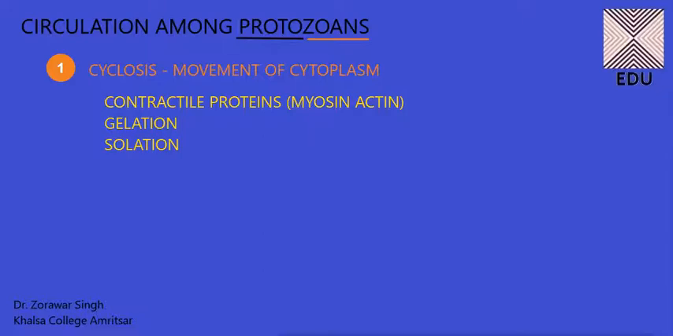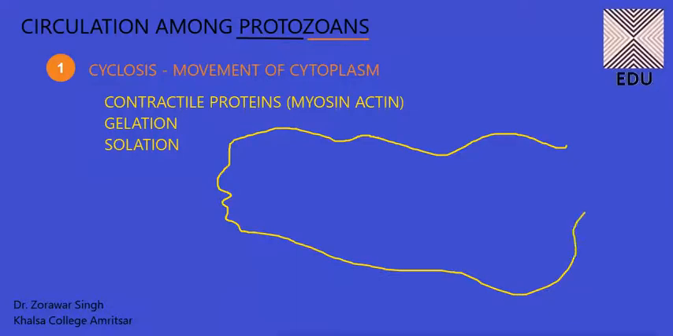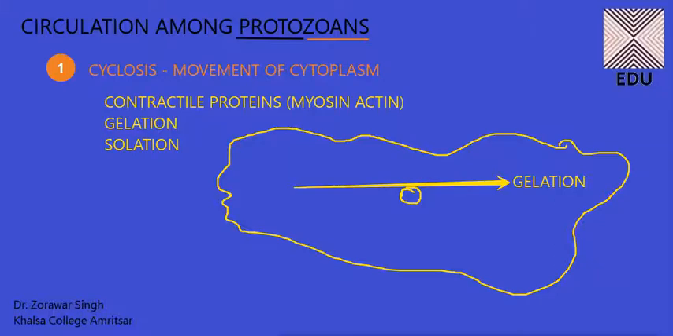So gel will be converted into sol, that will be solation, and sol will be converted into gel, that will be gelation. Now suppose we are taking one amoeba, and this is the nucleus. Now if this is the direction of the movement, if it is going towards the right side, so this will be the zone of gelation. So sol will be coming from this side, and that will be converted into gel on the anterior part. Now this particular gel will be coming back to the posterior end, and here we have the zone of solation.